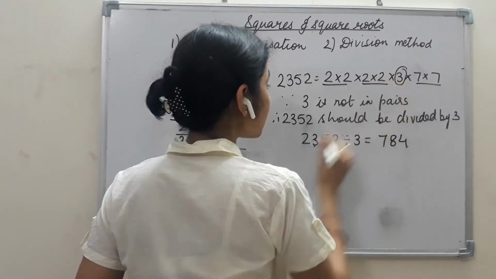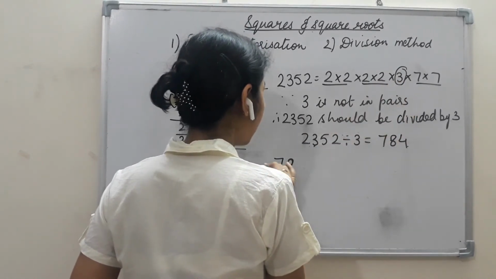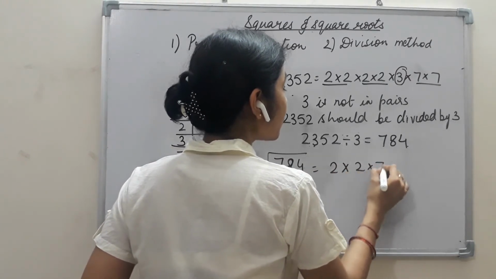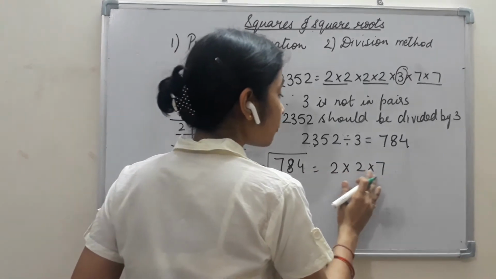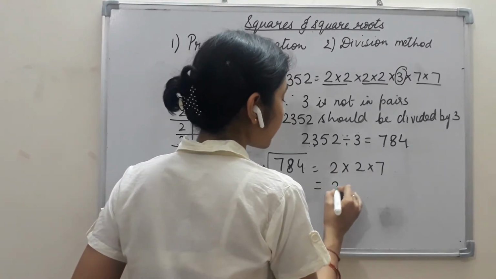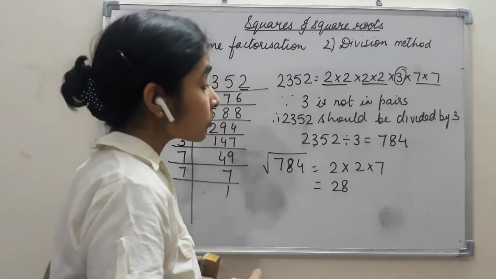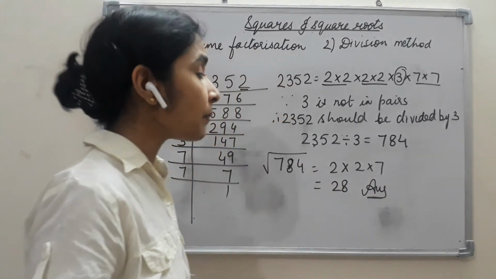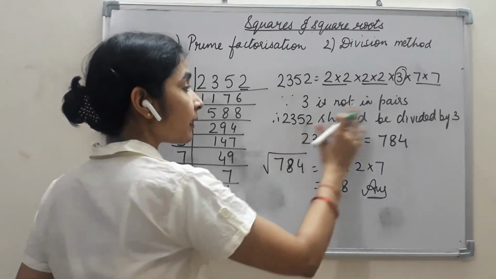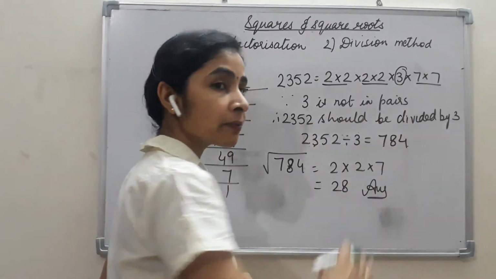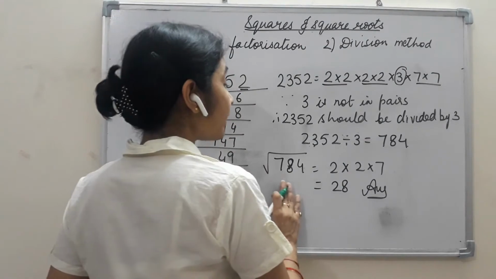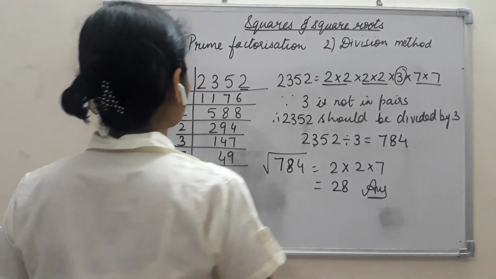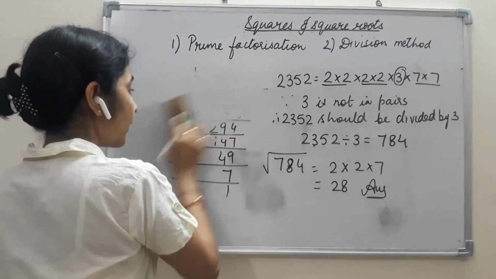Now we have removed this 3, so we can write it ourselves that the square root of 784 will be equal to 2 into 2 into 7. That means 2 2s are 4, 4 7s are 28. It is the square of 28. So in this manner we can also find out that by what number a particular number should be divided. So it should be divided by 3, and the perfect square number will be 784, and the square root of 784 will be 28.